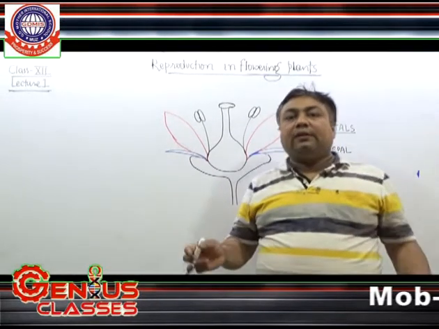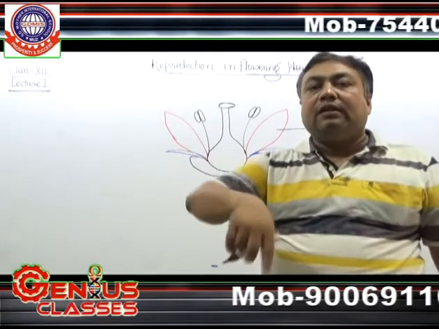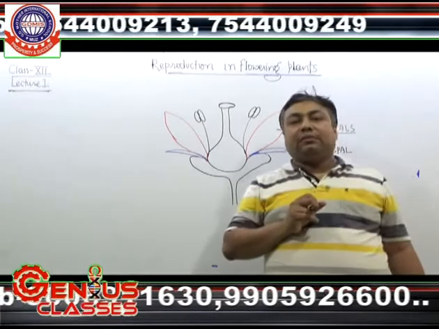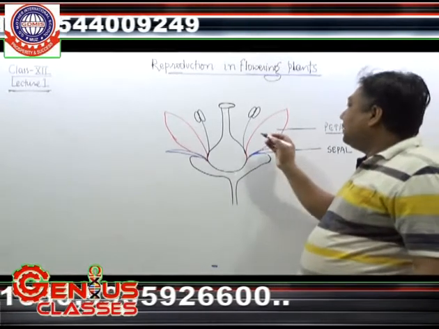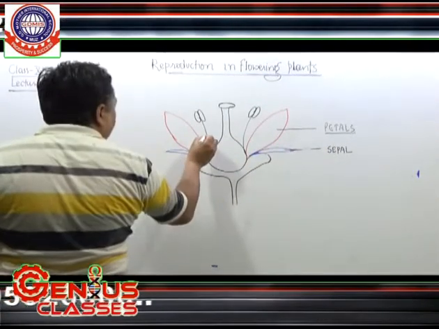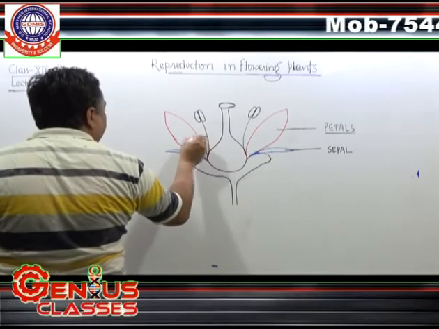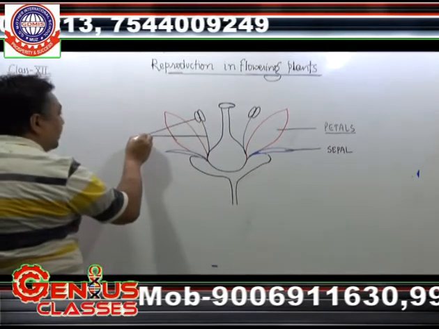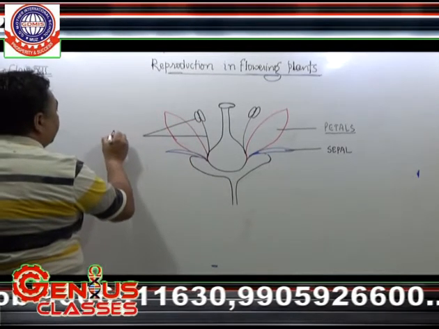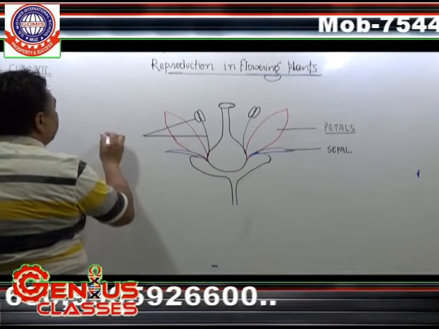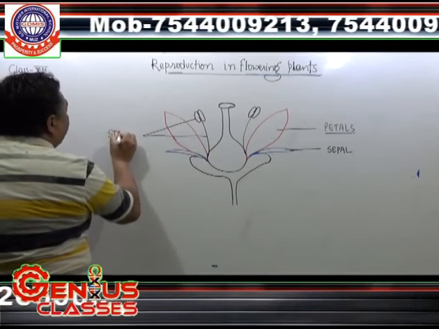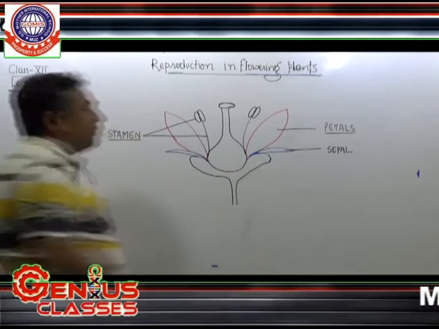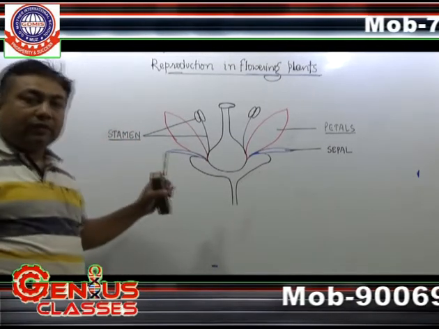The third circular row from the outside is made up of individual units called stamens. Stamen contains a filament and an anther. They are combinedly known as stamen. And the whorl formed by the stamens is called androecium. Androecium is the male whorl of a flower.